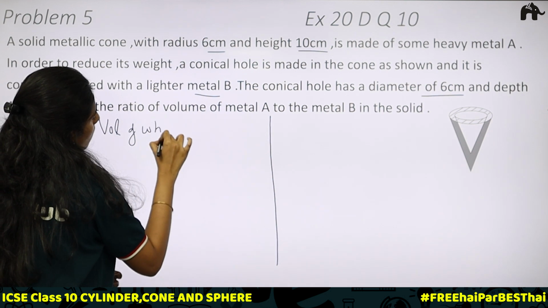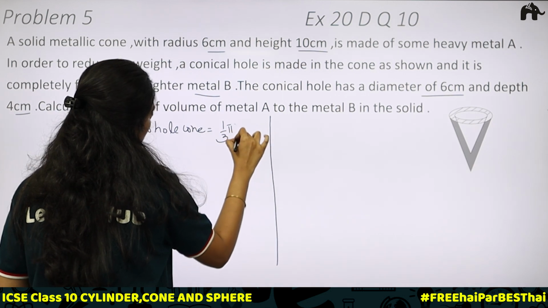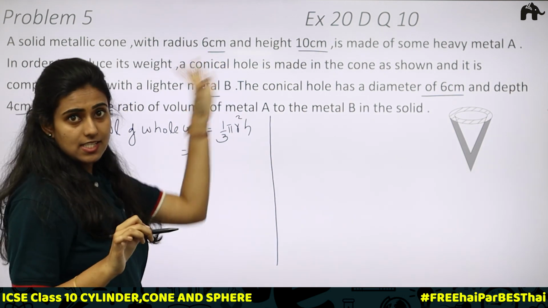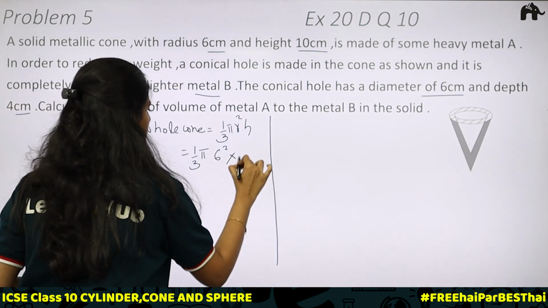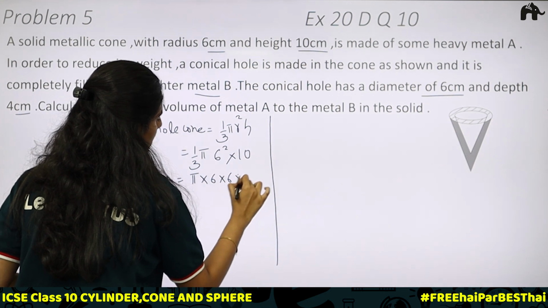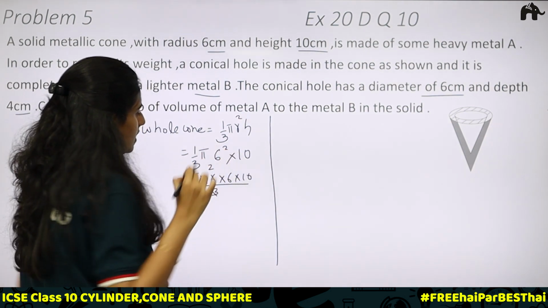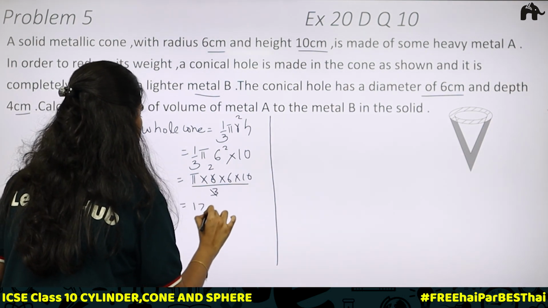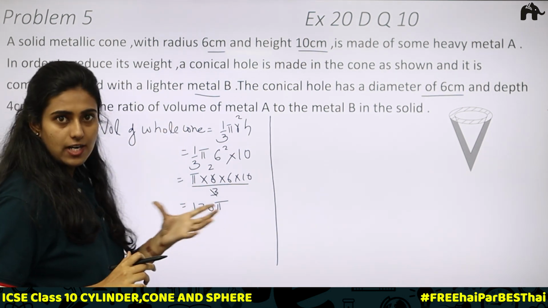Volume of whole cone is equal to 1 by 3 pi r square h. That is 1 by 3 pi r square. Here the radius is 6 cm. 6 square into height, which is 10 cm, equal to pi into 6 into 6 into 10 divided by 3. 3 and 6 can be cancelled. We get 2. 2 into 6, 12. 12 into 10, 120. 120 pi. Okay, so the volume of whole cone is equal to 120 pi.